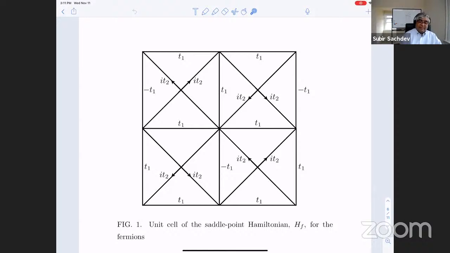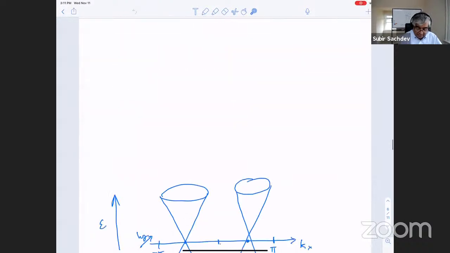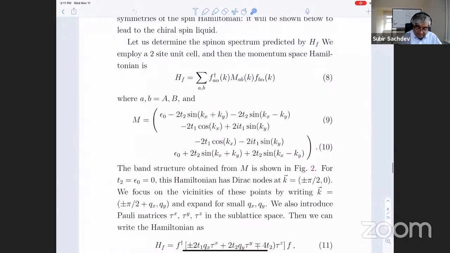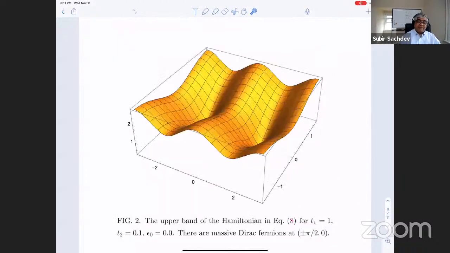So that makes it very likely that you're going to get bands with Chern number. And indeed, that's what you find if you diagonalize this Hamiltonian. This is what it looks like in momentum space. And you just work out the band structure of that. You get this band structure here. So this is the upper band, and there's another band which is just the mirror image of this at negative energies, and you occupy the mirror image band.